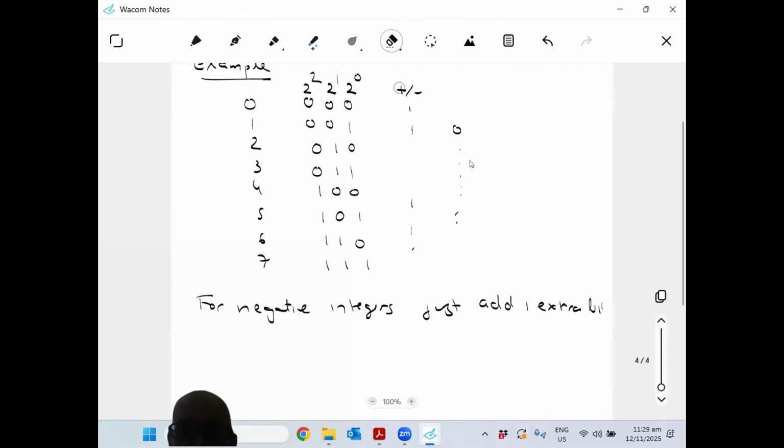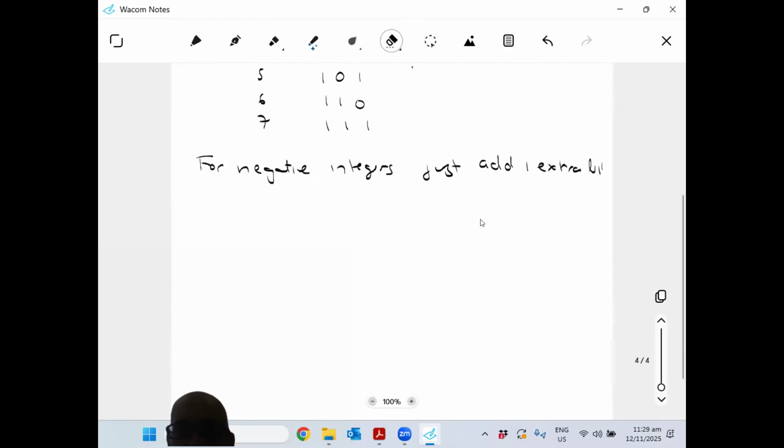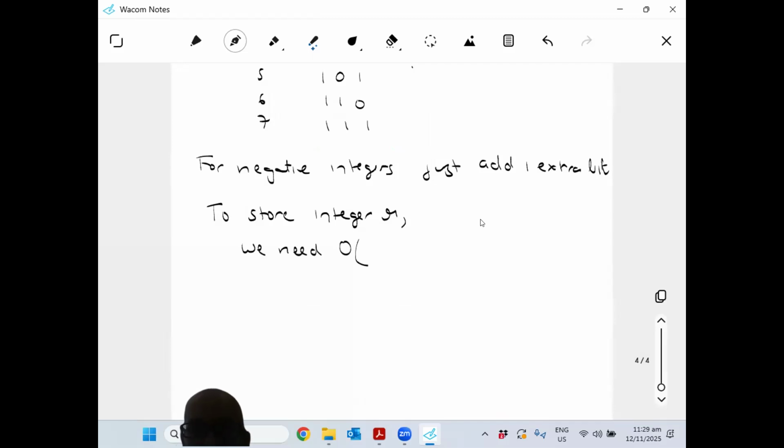Similarly, if you have rational numbers, in general, just add one extra bit. So in general, it turns out that to store a number R, we need order log to the base 2 of R bits. Okay. So this is important.